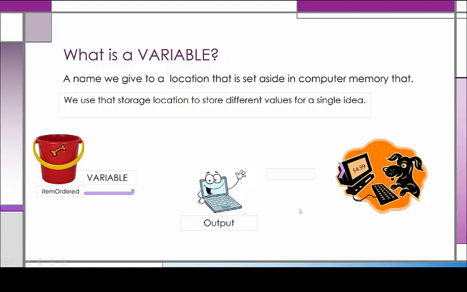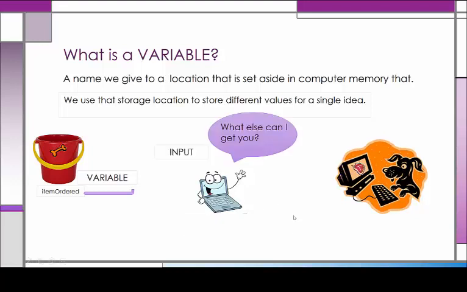I also want to take this another step further and give you this idea. Let's say this input, we don't have to do just one input, process, output cycle. Let's say the input, process, output cycle runs again. The computer asks the dog, what else can I get you? Well, this time the dog wants to order a steak. So when the dog presses the keys for steak, that steak then goes into the item ordered bucket.